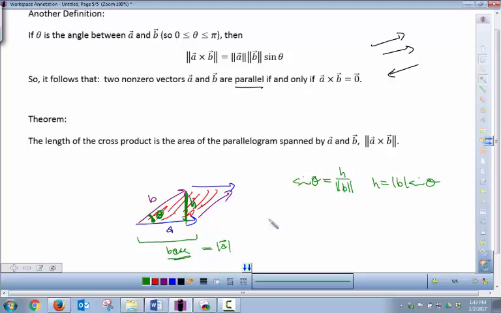Well, base times height, this is your base, this is your height. Base times height is equal to magnitude of A, magnitude of B, sine of theta. But that's the definition of the cross product, the magnitude of the cross product.